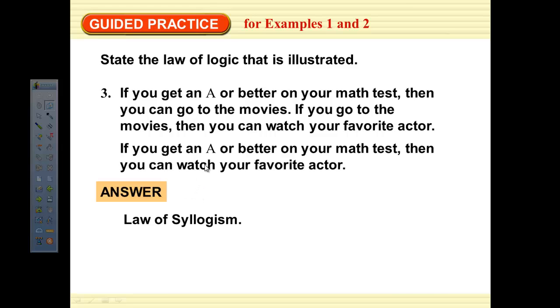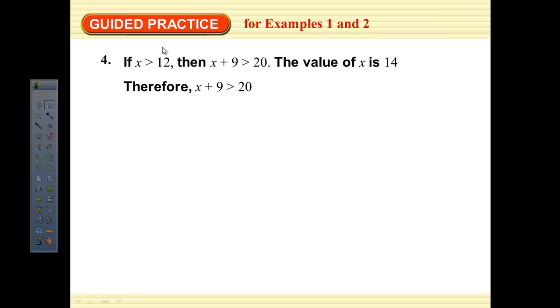So there it is. Here we have one where if x is greater than 12, then x plus 9 is greater than 20. And here we have the value of x is 14. So in that case, since that is a number that's bigger than 12, we can state our conclusion, which is x plus 9 is greater than 20. This is law of detachment.